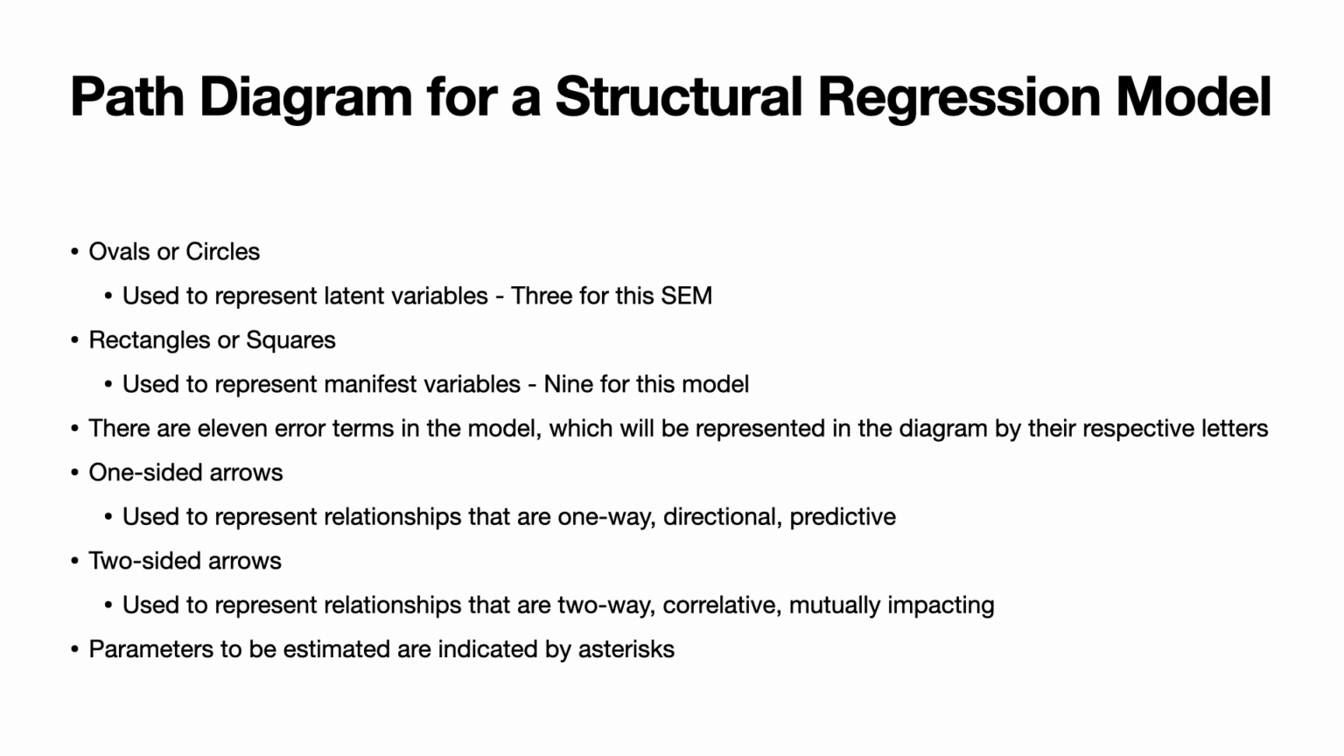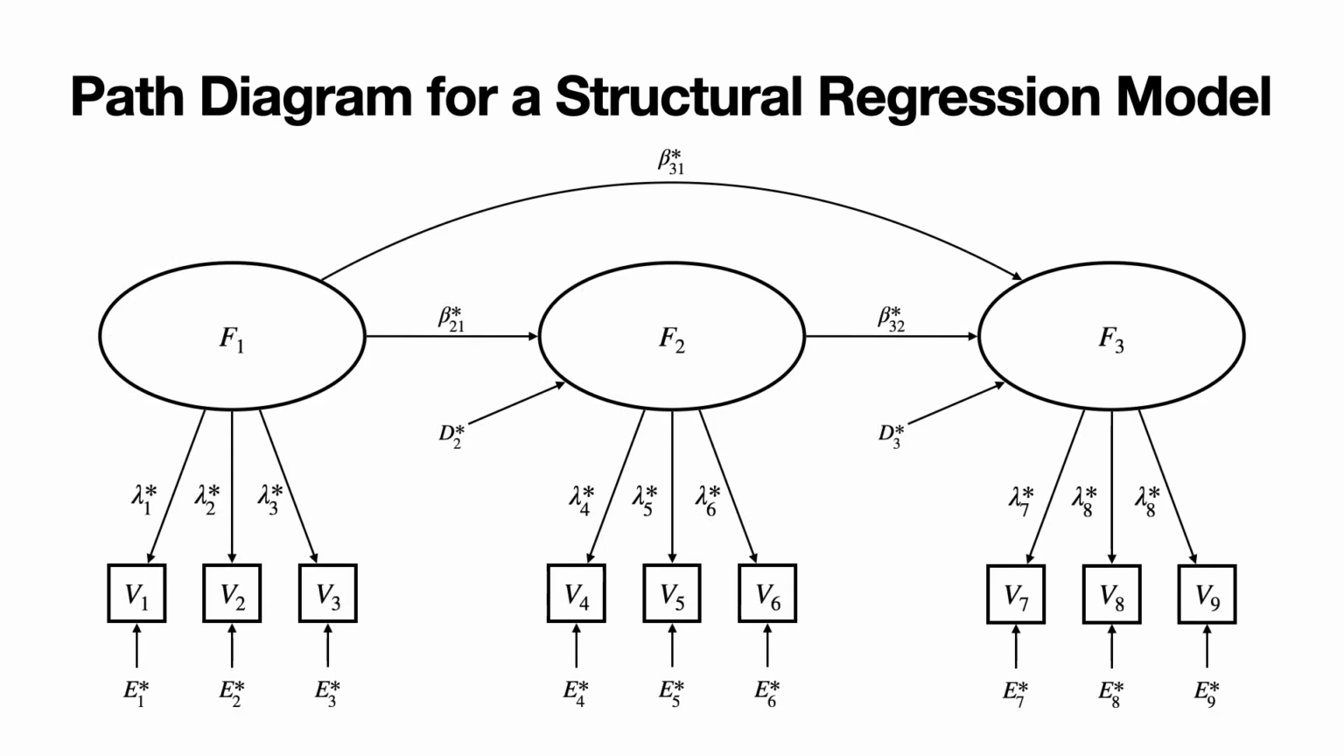One-sided arrows are used to represent relationships that are one-way, directional, predictive. Two-sided arrows are used to represent relationships that are two-way, correlative, or mutually impacting. And then finally, the parameters that need to be estimated are going to be indicated by asterisks in the path diagram. So here is the path diagram for this structural regression model.